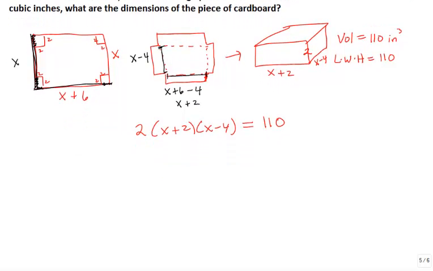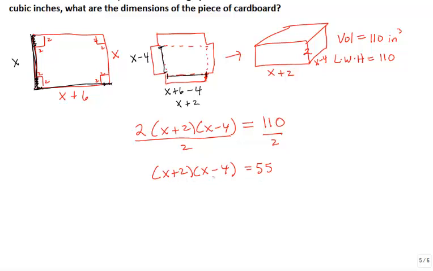And in order to solve it, we have to get a 0, bring everything over to one side, so then we can factor and set each factor to 0. Now, one thing you might notice right away is that this 2 divides evenly into 110. So if you want, you could divide both sides by 2 right away. And that helps simplify the equation slightly. Now we have x plus 2 times x minus 4 equals 55. But it's still not set to 0, so we're not really ready to solve this yet.